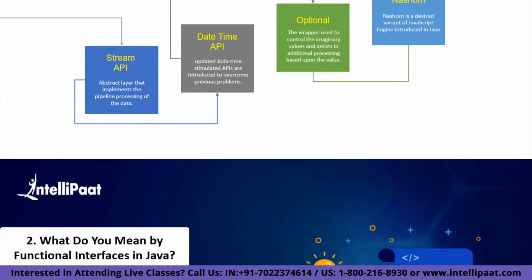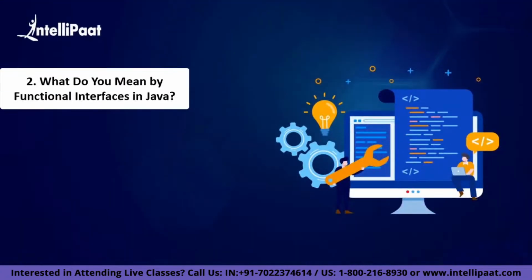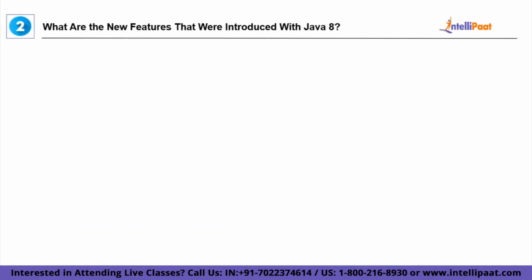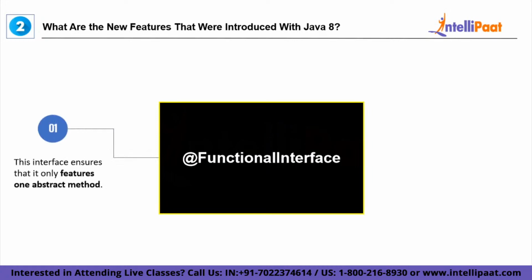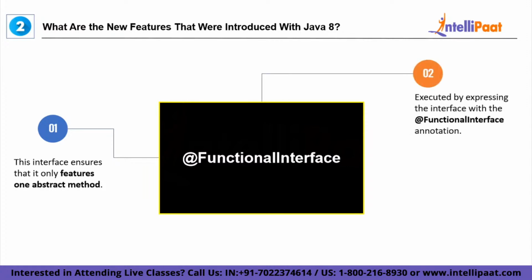Next question we have on our list is, what do you mean by functional interfaces in Java? Functional interfaces along with Lambda expressions and method references are featured in Java SE 8 to make code more legible, clean and easy. These are the interfaces that ensure that they only feature one abstract method. It is utilized and executed by annotating the interface with the @FunctionalInterface annotation. As previously stated, functional interfaces can only have one abstract method. They can, however, include an unlimited number of default and static methods.